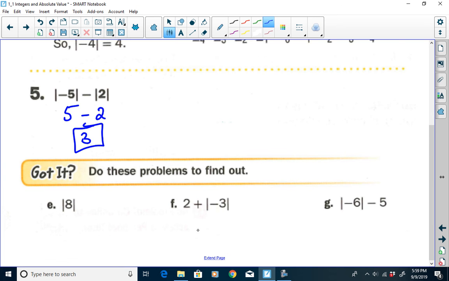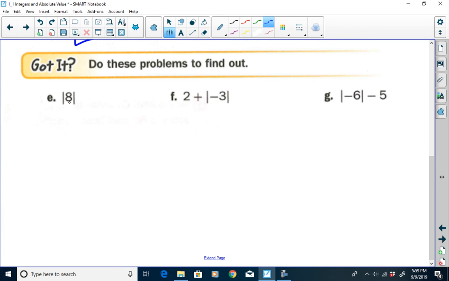Let's take a look at each one of these examples. The absolute value of 8: how far is 8 from 0? Absolute value measures the integer's distance from 0, so the absolute value of 8 is going to be 8. If I want to evaluate the expression 2 plus the absolute value of negative 3, first I have to evaluate that absolute value. So I recopy the 2 and the plus sign. But the absolute value of negative 3 is going to be 3. 2 plus 3 is going to be 5.